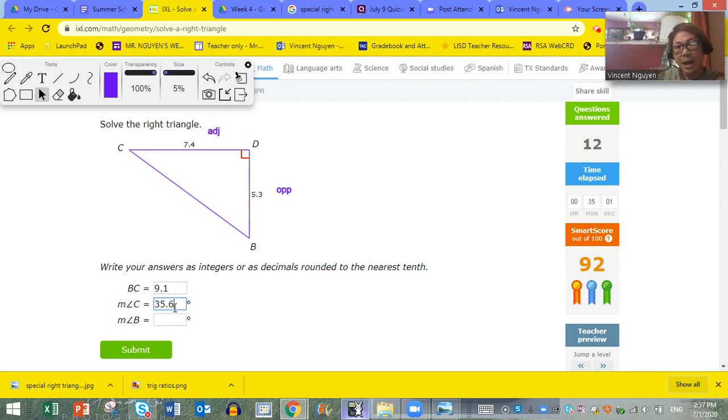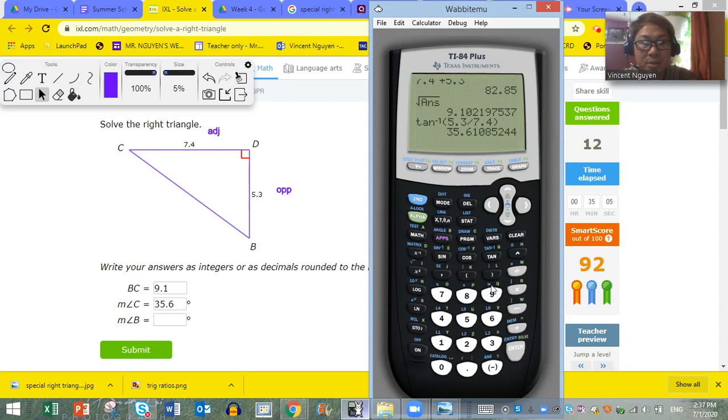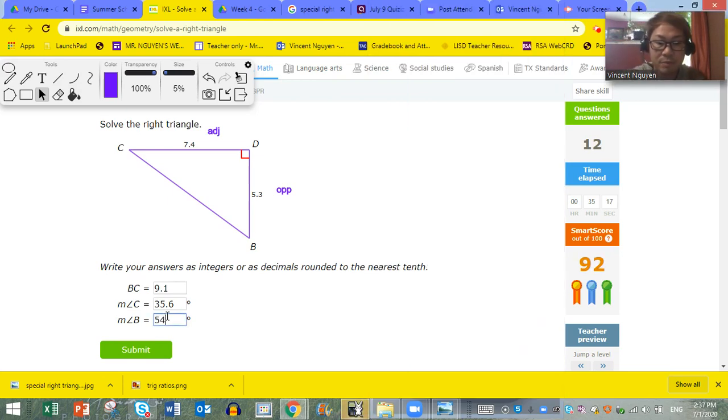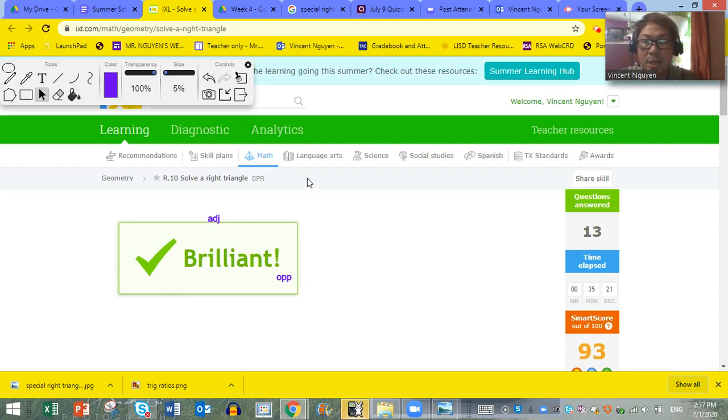35.6. All right, now to find the other angle, all you have to do is subtract it from 90 degrees. So I'm going to do 90 minus that answer that I just found to give me the other angle, which is 54.4. Submit. There we go.